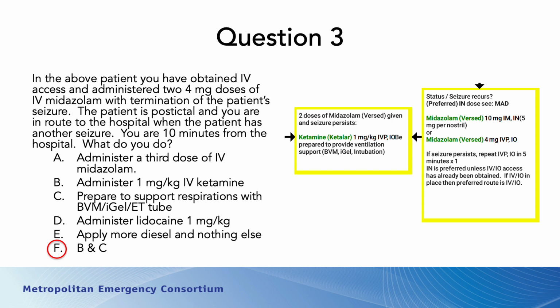If we do that, we also have to be prepared to ventilate the patient because most patients with 2 doses, a total of 8 milligrams of Versed plus a 1 per kilo of ketamine, they're at risk of losing their airway or at least having depressed respirations. But our primary goal is to abort the seizure. If we have to support the respirations by using a BVM or intubating or placing an iGel, then we do that. But our first priority is aborting the seizure. The second priority is maintaining the airway. So for this patient, the correct answer would be F, which is answers B and C.